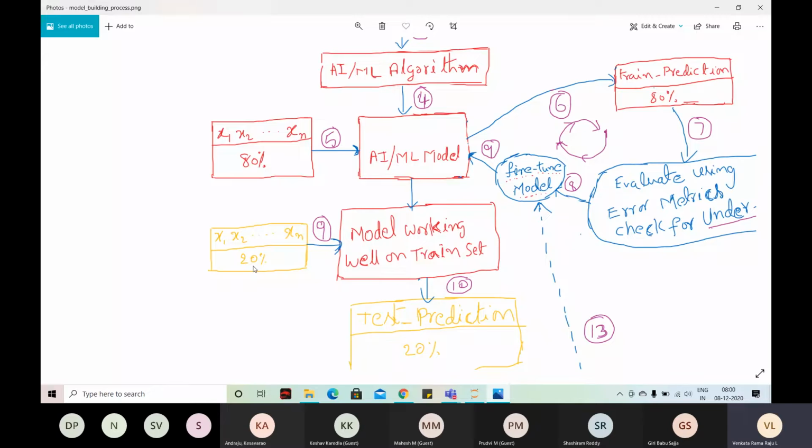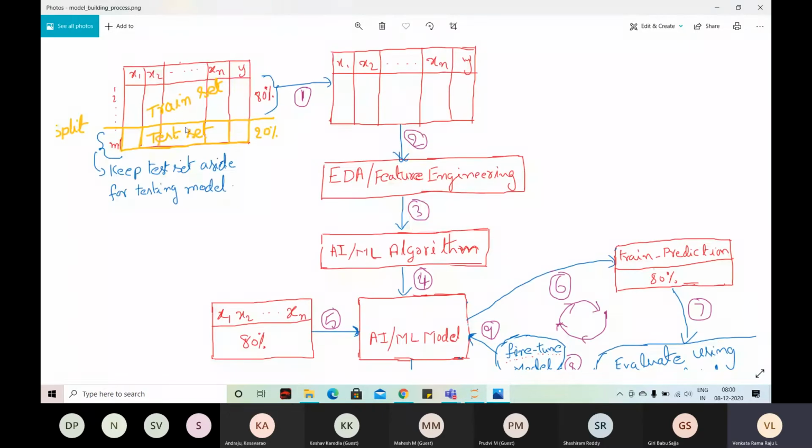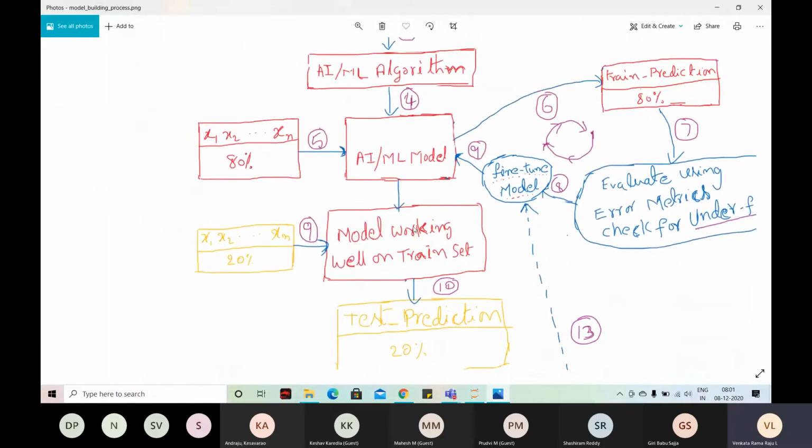Sometimes you will find some patterns where it will throw an error in the test set. That means the sampling did not happen properly on the train set. When you did the split, the sampling did not happen properly. So I'll show all these things.